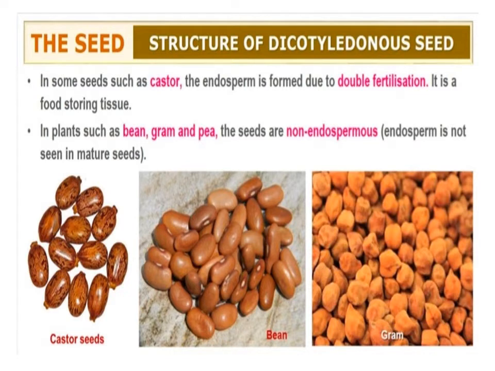In some seeds such as castor, a food storing tissue called endosperm is present, which are known as the endospermic seeds, while in many others such as pea, gram, and bean, the endosperm is absent in mature seeds. They are known as the non-endospermic seeds.